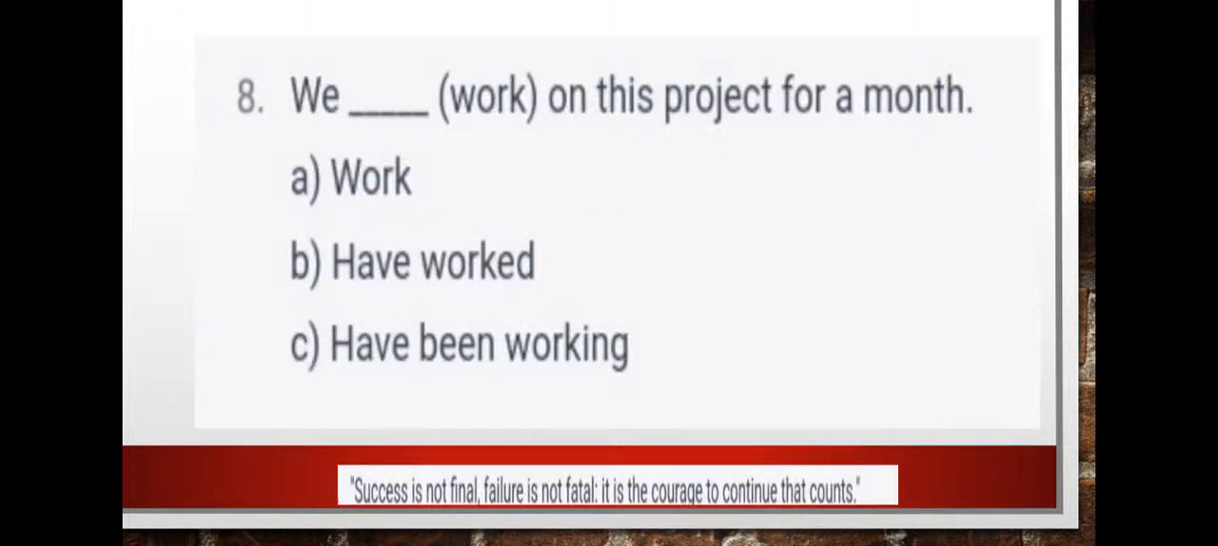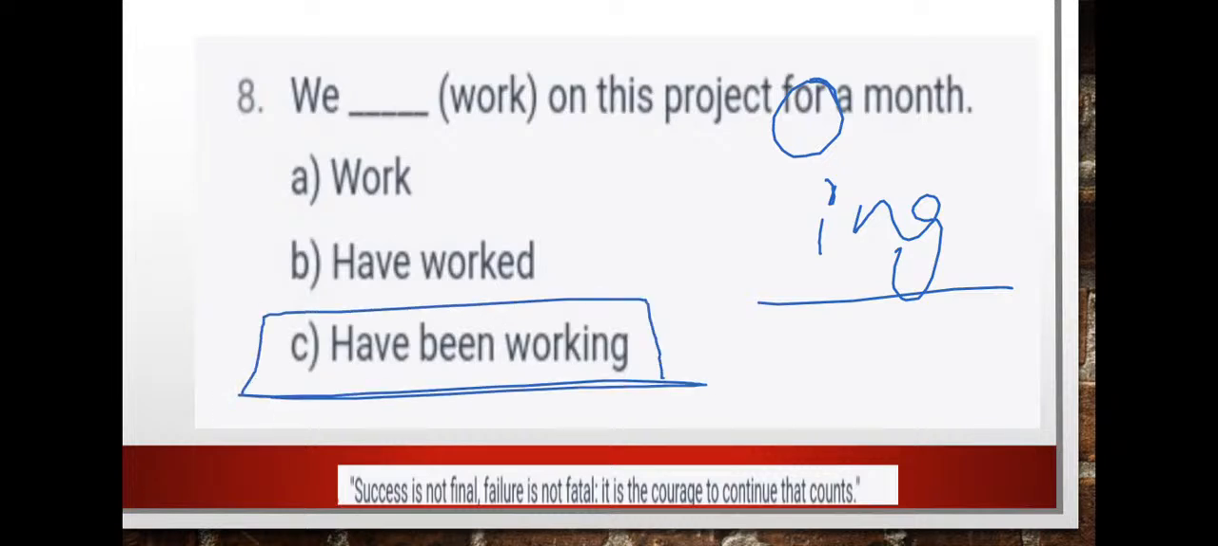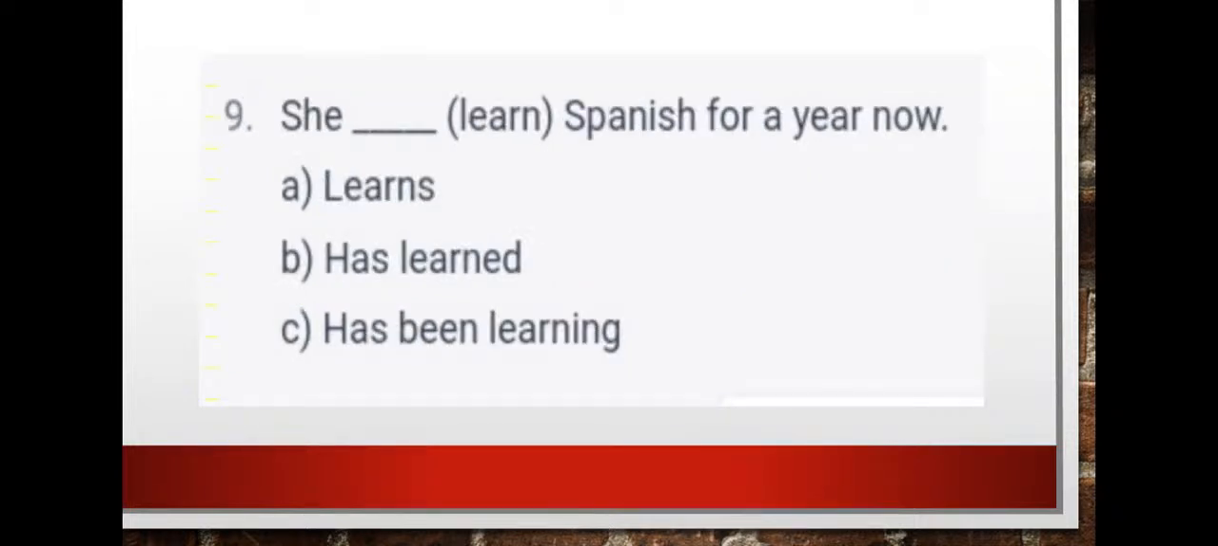We have been working on this project for a month. Now we have got since and for, so you have to use the ing form of the verb, and that is the present perfect progressive tense. So we have: have been working on this project for a month. She has been learning Spanish for a year now.